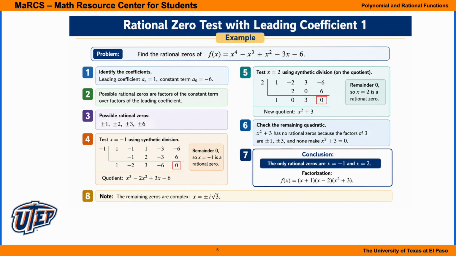So first we test x is equal to negative 1. So we put that on the outside of the box, and on the inside we have our coefficients 1, negative 1, 1, negative 3, and negative 6, and we'll be using synthetic division.